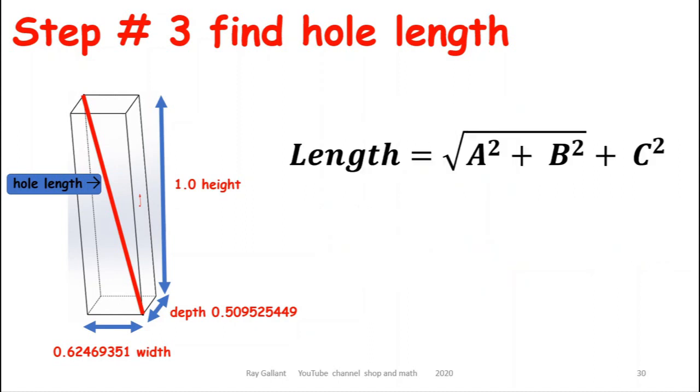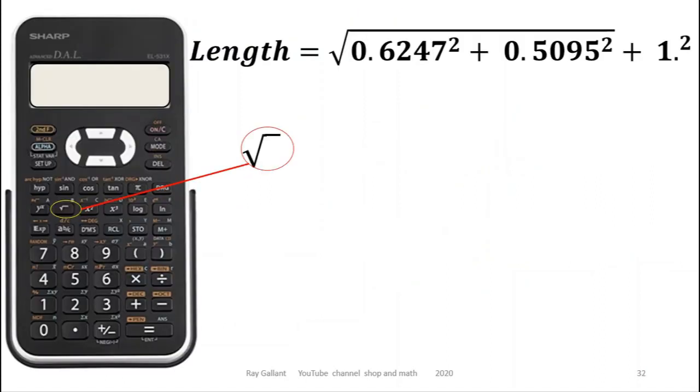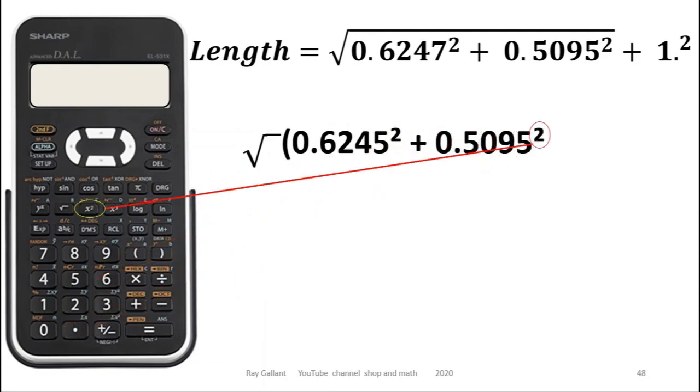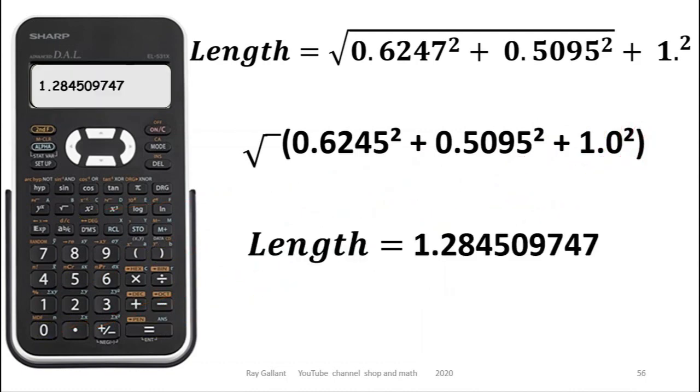To calculate our length, we're going to use the square root of a squared plus b squared plus c squared. Sometimes on our calculator it's a little tricky to find the square root. It can be in multiple different places. So know your calculator. For all of my videos I use a Sharp calculator, and it can be in a couple of different places. So we have a length factor of 1.2845.